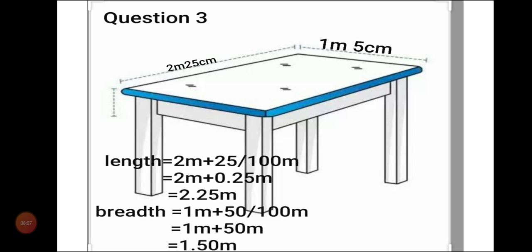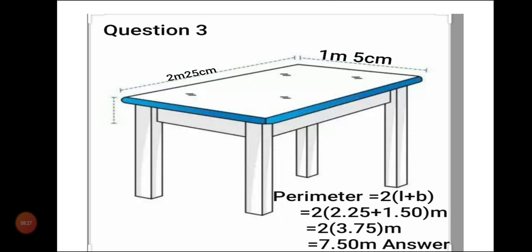2 meter plus 25 divided by 100 meter. So for 100 we'll place the decimals as I taught you in unit 8. Then 2.25 meter is the length. Similarly, breadth will be 1.50 meters.